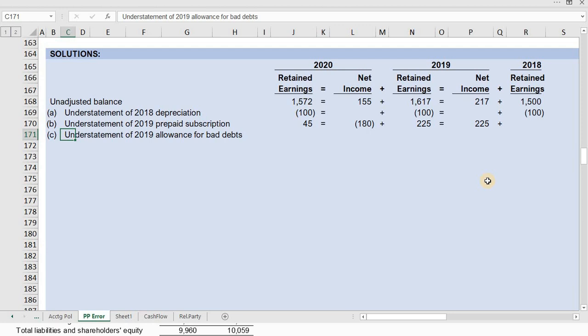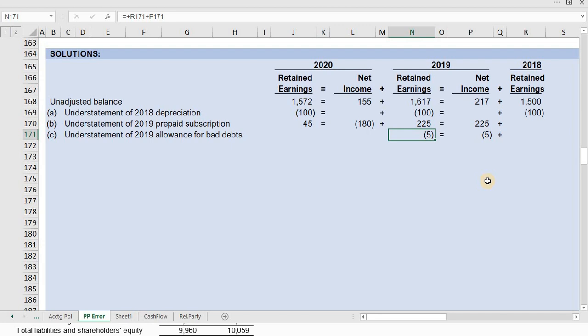And if we need to increase the expense by 5 pesos because the bad debt expense in 2019 is understated, it means that the net income in 2019 is overstated. So if the net income in 2019 is overstated, to correct an overstatement, we need to deduct 5 pesos. And in retained earnings 2019, it is also overstated by 5 pesos. Because again, part of the 2019 retained earnings is the net income in 2019.